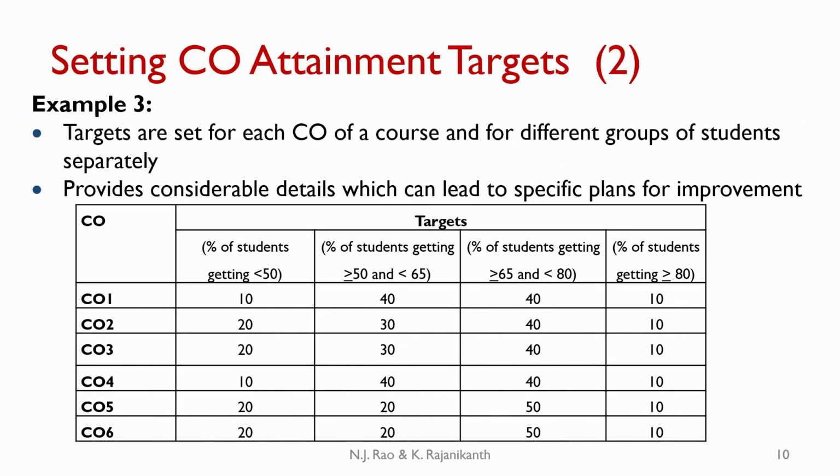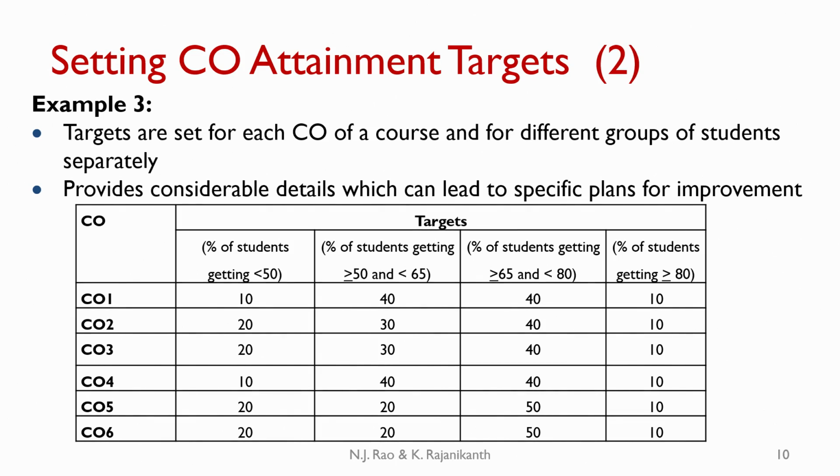Another example can be that targets are set for each CO of a course and for different groups of students separately. As can be seen in the table, each CO is considered separately, and for each CO we set different targets for different groups of performances. For example, for the percentage of students getting less than 50, the target is 10% for CO1, but it is 20 for CO2, 20 for CO3, 10 for CO4, 20 for CO5 and 20 for CO6.